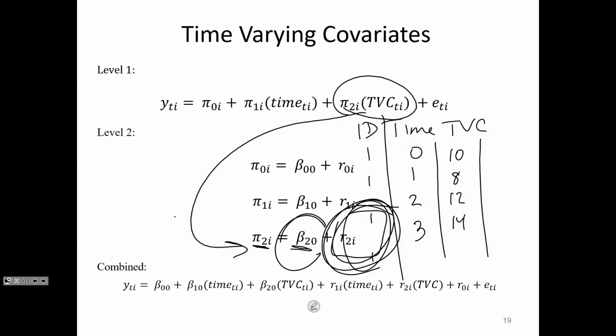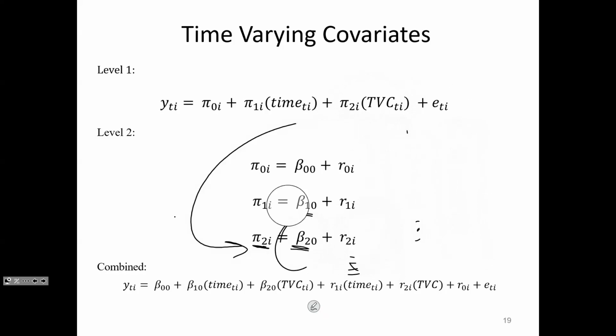Yes. Okay. Exactly. In this model, that's right.